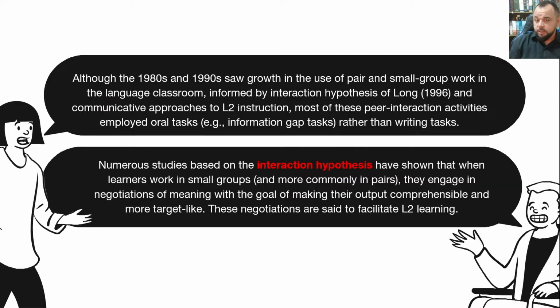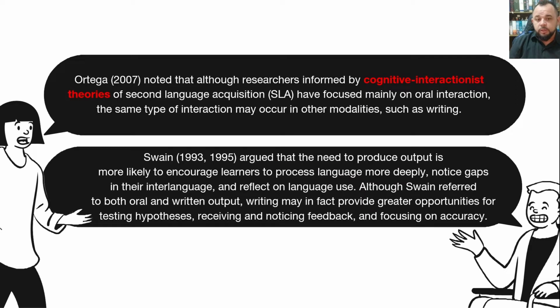Although in the 80s and 90s there was a growth in the use of pair and small group work in the language classroom informed by interaction hypotheses of Long and communicative approaches to L2 instruction, most of these peer interaction activities employed oral tasks, like information gap tasks, rather than writing tasks. Numerous studies based on the interaction hypothesis have shown that when learners work in small groups and more commonly in pairs, they engage in negotiating of meaning with the goal of making their output more comprehensible and more target-like. These negotiations are said to facilitate L2 learning.